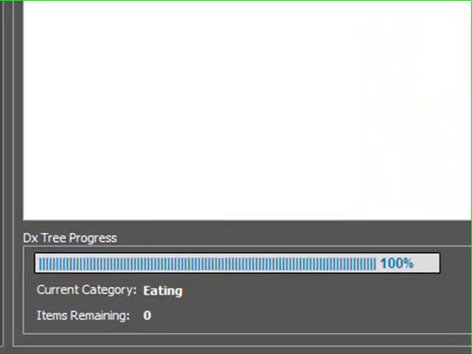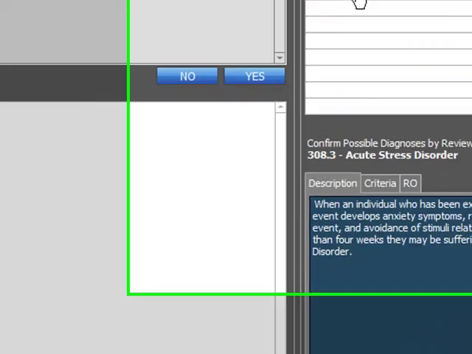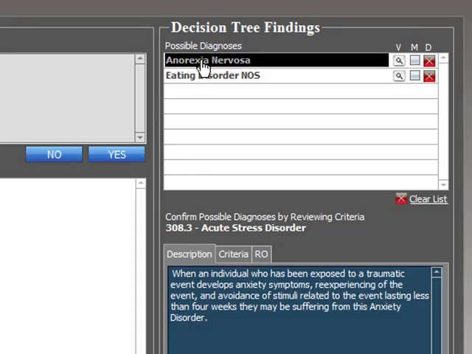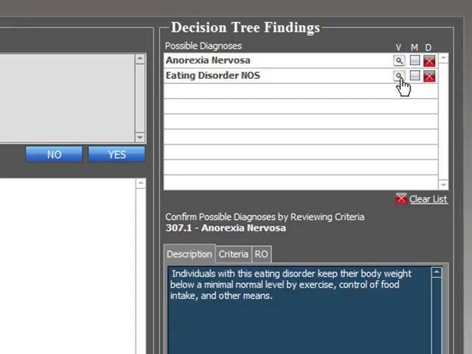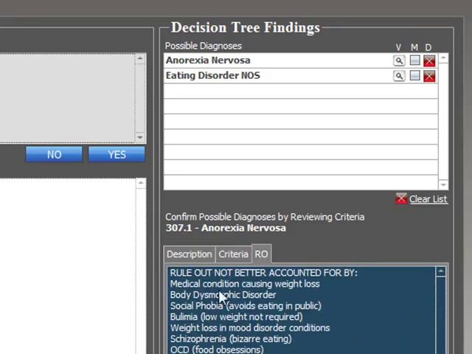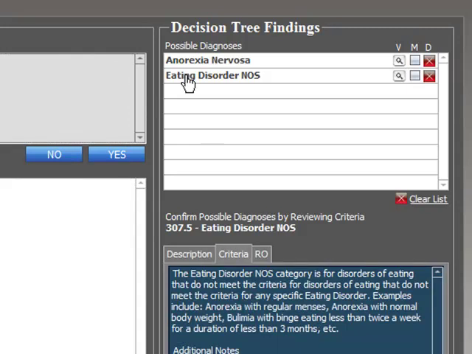And now I'm at the end of the DTree items. I don't have any more. I'm 100%, and I've got 2 possible diagnoses based upon my responses to the decision trees. So the decision trees are suggesting potential diagnoses for you to consider. So now I can click on these, or I can click View. And what happens is when I click View, it lists the diagnosis that I just clicked. It gives me the description, the highlighted criteria, and potential rule-outs for that disorder and working with that patient. So it helps me narrow things down, focus on the disorders I need to focus on to do the differential, and then that helps me determine what the diagnosis is.